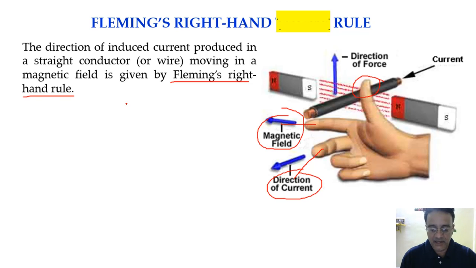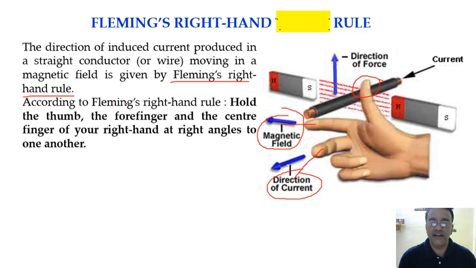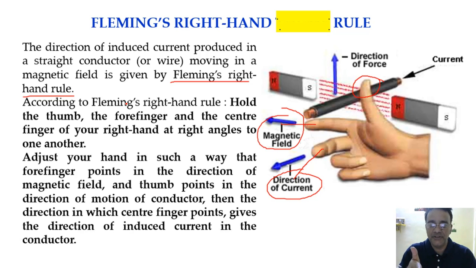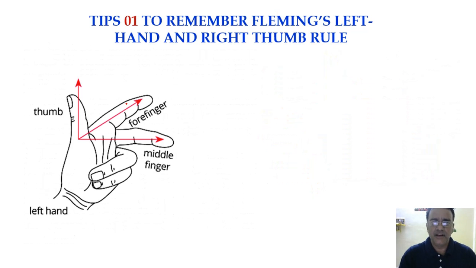Now according to Fleming's right hand rule, we will hold the thumb, forefinger, and center finger such that they are mutually perpendicular to each other. The center finger will give the direction of current, the forefinger will give the direction of magnetic field, and the thumb will give the direction of force. Same thing for the left hand. Now this is tip number 1 to remember Fleming's left hand rule and right hand thumb rule.